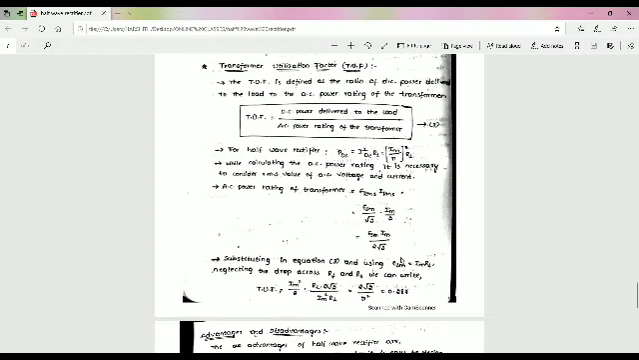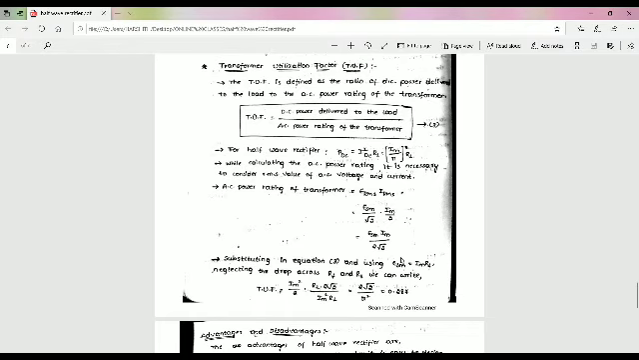Remember that the secondary voltage is purely sinusoidal. Hence, its RMS value is 1 by root 2 times the maximum value, while the current is half sinusoidal. So, in the half-wave rectifier, the current is half sinusoidal. Hence, its RMS value is 1 by 2 of the maximum. So, DC power delivered to the load equal to I square DC into RL, where IDC equal to Im by pi, whole square into RL.